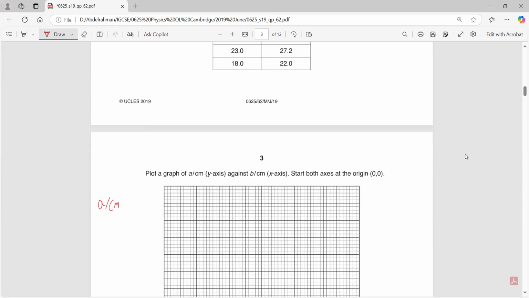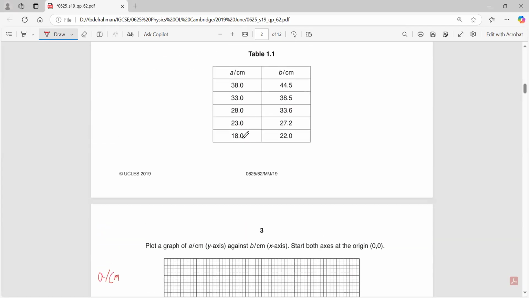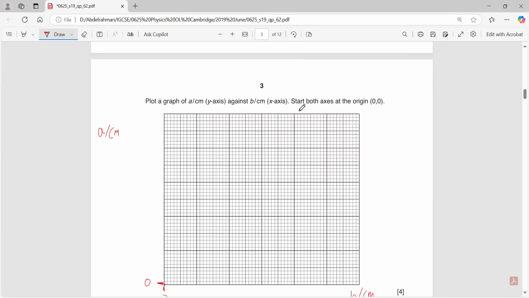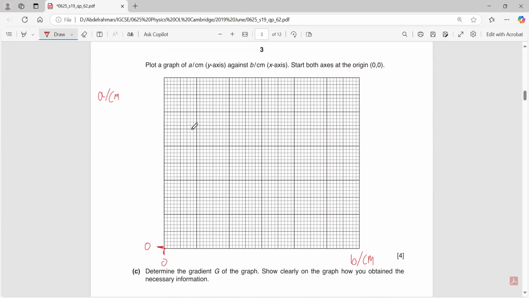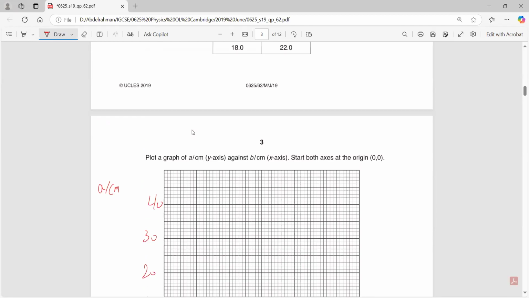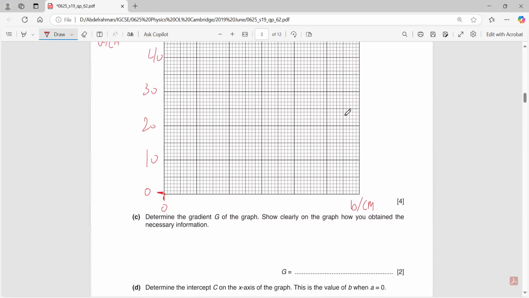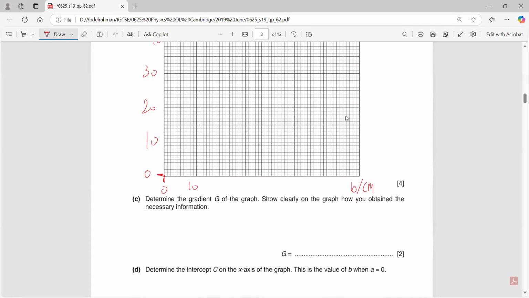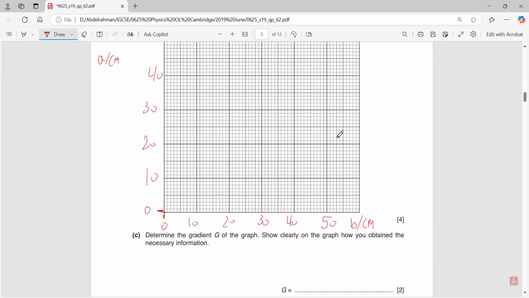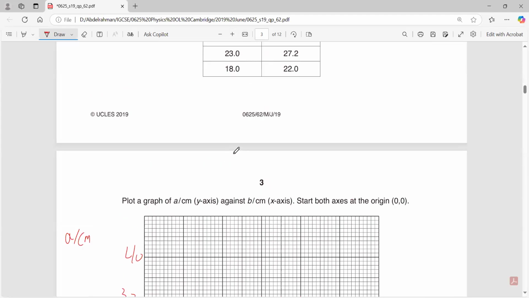Now, can I plot A? Yes, A is 18 all the way up to 38. So I think we need 10, 20, 30, and 40. This would be the best way to plot A and B as well. So 10, 20, 30, 40, and 50. Let's plot the points. Let's zoom in a bit.